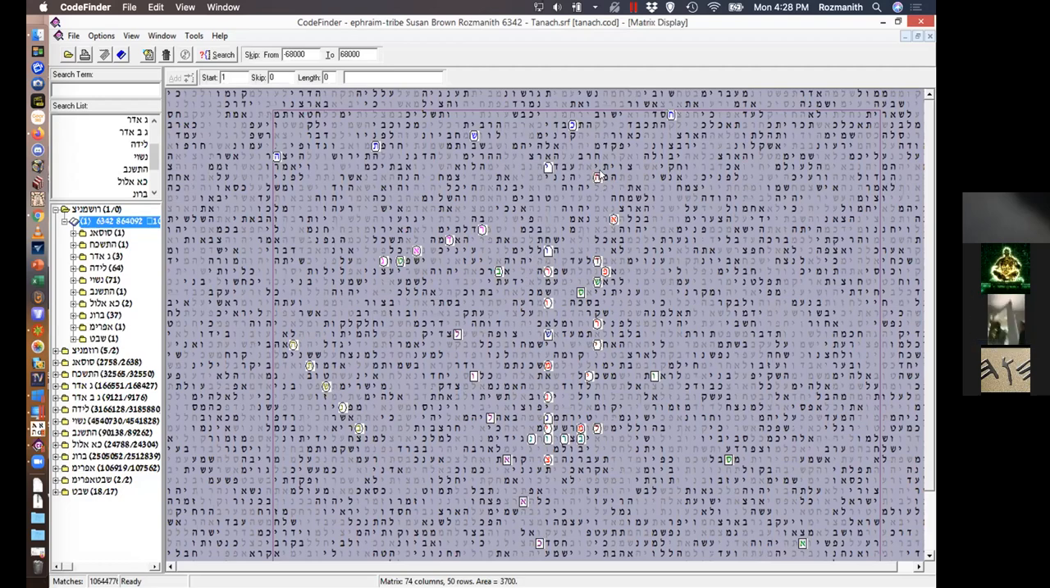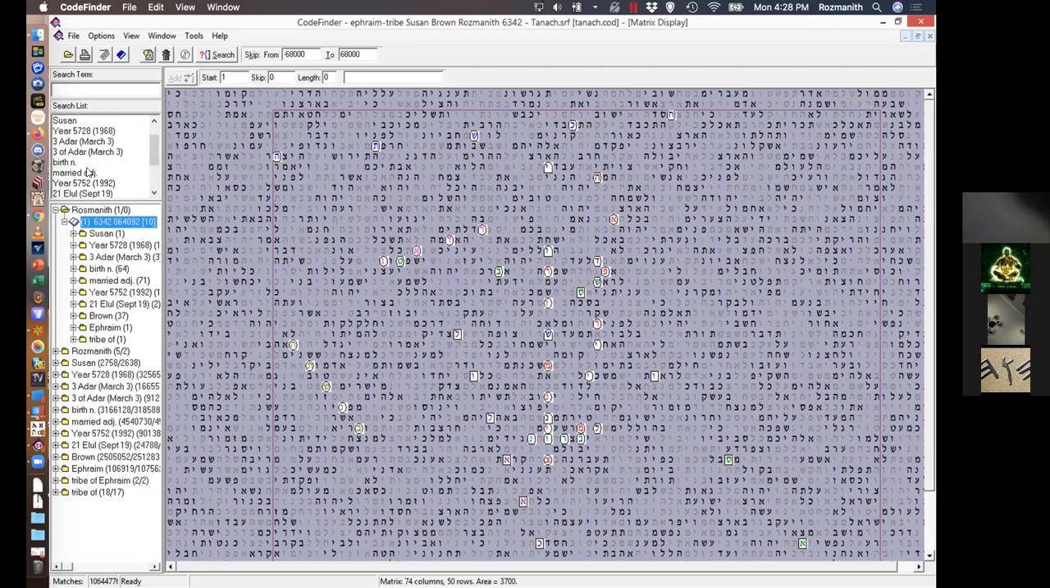And then this term here, the hey dalet, what is that term? The lamed yod dalet hey is married. And what you see is that it is also vertical and it is at the same skip as the year. Really cool. There were a number of different tables, but this one was the one that stood out as highly significant.